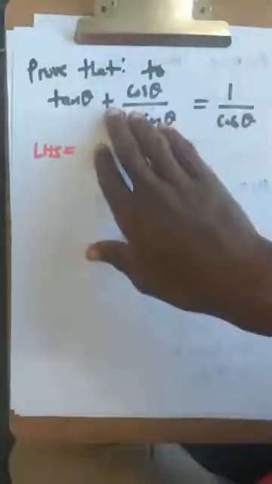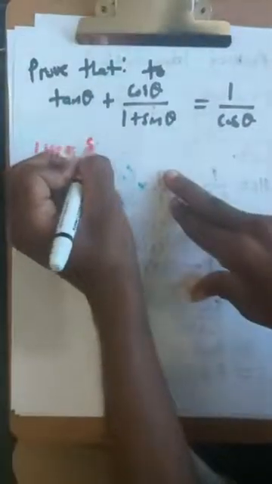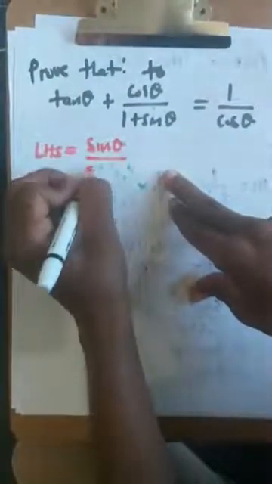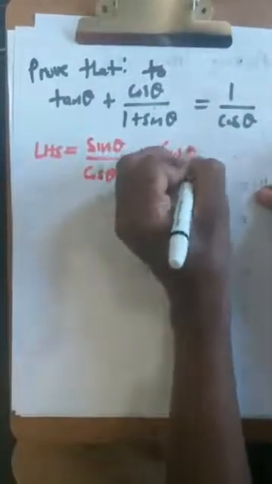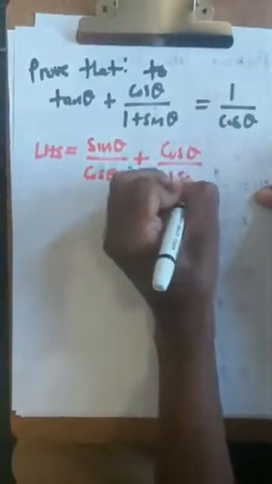Since I see a fraction, and I see plus and minus, and I see cos, let me change this to cos. Using my trig identity, tan is basically sin theta over cos theta, plus cos theta, over 1 plus sin of theta.